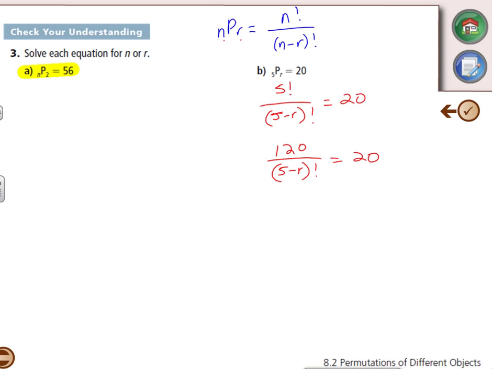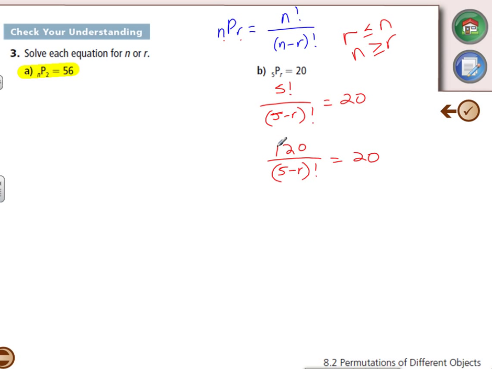Now, my r value, I'm starting at an n of 5. Out of 5 objects, how many could I pick? Well, I could pick 5, or 4, or 3, or 2, or 1, or 0. Those are my only options. The r value cannot be bigger than the n value. R has to be less than or equal to n. N has to be greater than or equal to r. Way of thinking of it all the way through: your r value has to be less.